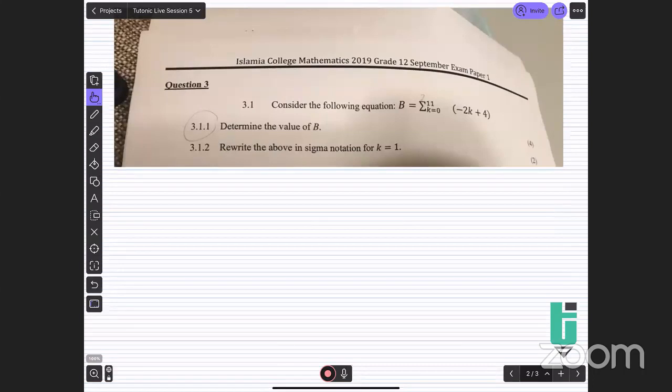Consider the following equation. B equals the sigma of minus 2k plus 4, with k equaling 0 and the upper bound being 11. What does this even mean? Can someone teach me sigma notation quickly? Just to remind me, what is sigma notation? Can somebody explain to me?